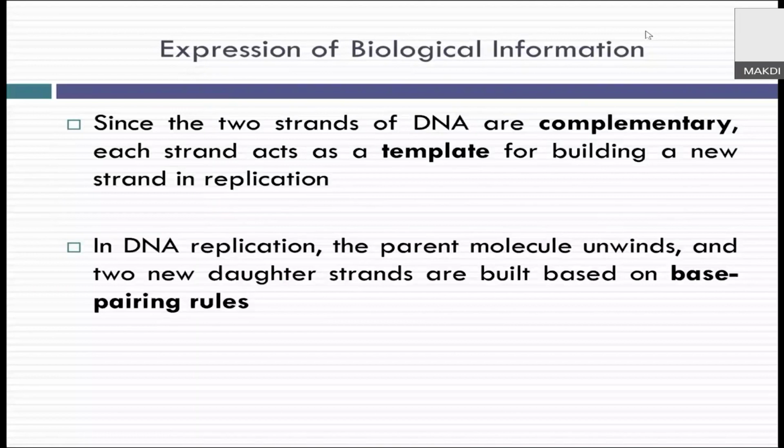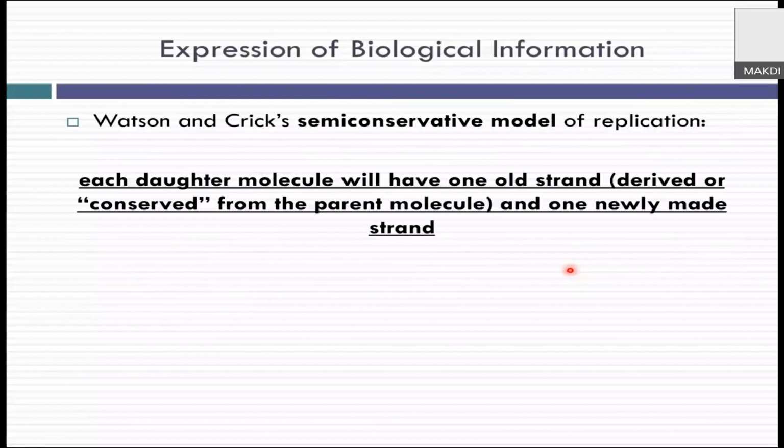Okay, so based on the DNA model, we know that DNA is complementary. It means each strand of DNA is the same, only it runs in the opposite direction. So each of the strands can serve as a template for building new copies. So in DNA replication, the molecules will separate, unwind, and the new strands are built based on base pairing rules, Chargaff's rules, AGCT. So that's why Chargaff's rules are very important.